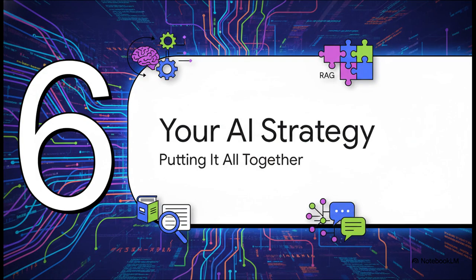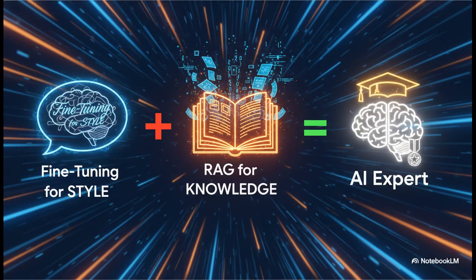Okay, so let's bring this all home. After looking at all this, what does it mean for your strategy when you're building with AI? It really all boils down to this one simple, powerful equation. The modern AI playbook isn't about choosing between these methods, it's about combining them. You use fine-tuning to teach your model how to behave, the style, and you use RAG to tell it what to know, the knowledge. Style plus knowledge equals a true AI expert.